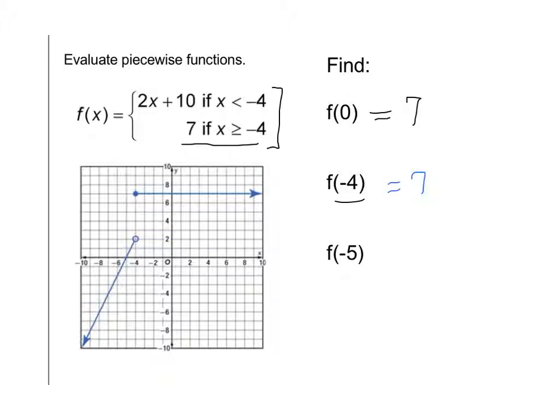So where is -5? Well, I come here and I look on my graph. I look where x is -5 and y is 0. So I come up here and I just double check. If I put in -5, it is less, so it fits into this domain. When I put in 2 times -5, I get 2 times -5 plus 10, which is -10 plus 10, which is 0. So you can see both using the equation and using the graph, I can evaluate a piecewise function.